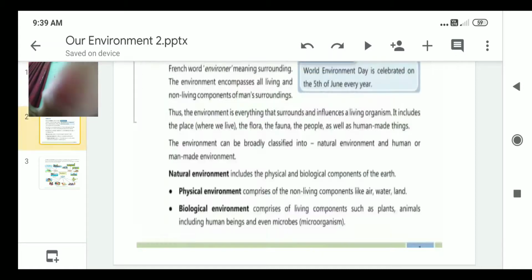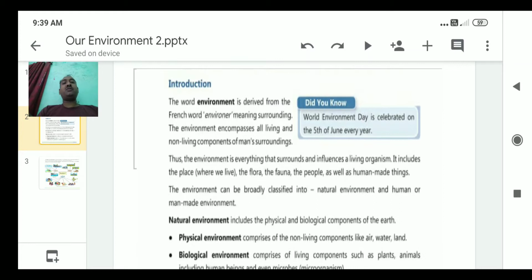Now let us see. Here is the introduction of this lesson. The word environment is derived from the French word environner. It means our surroundings. So generally whatever we see in our surroundings can be part of our environment. It can be living things, it can be non-living things. You can include floral species, faunal species, then human beings and their activities. So all these things can be part of our environment. Therefore environment is generally classified into two parts: natural environment and human or man-made environment. Human environment is also known by the name of man-made environment.